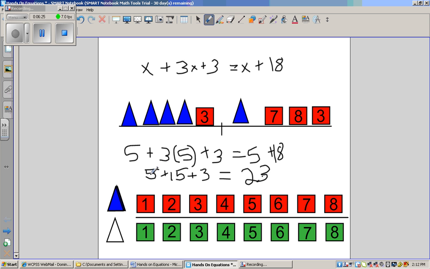Now, I'm running out of room here, but 5 plus 5 would be 20, plus 3 is 23, and yes, 23 equals 23. You may go on to the practice problems for lesson 4.